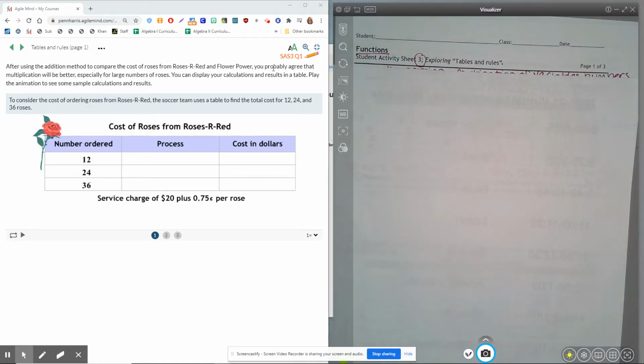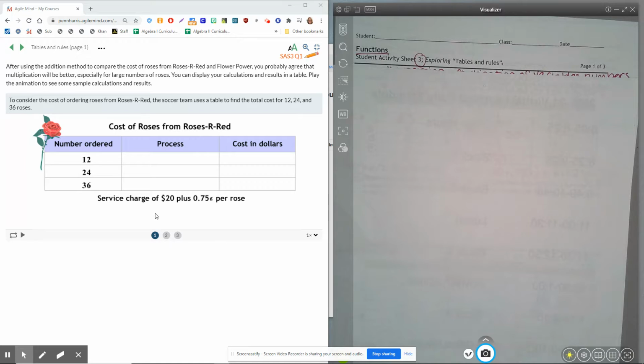So with this, let's go through and do a couple of things here. In order for us to determine which group we're going with, we need to do a little bit of math and a little bit of research. So let's just go through and see what it's going to cost us for ordering different numbers, the process that they go through, and the cost in dollars.